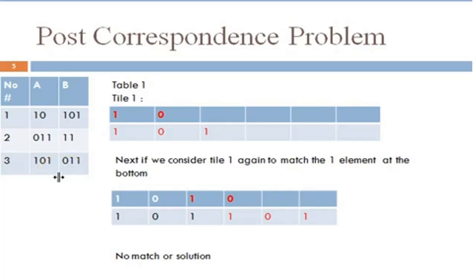We cannot begin with tile 2 because the first elements on the top and the bottom do not match. Similarly, we cannot start with tile 3 because the first element on the top of the tile is 1 and the first element at the bottom of the tile is 0. So there is no match. So we cannot begin with tile 3. So the only obvious choice is to begin with tile 1.